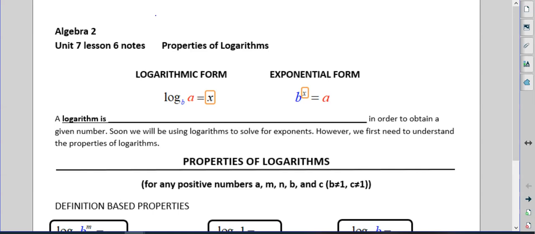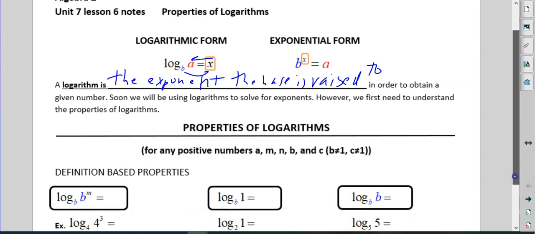We're going to be talking about properties of logarithms. So a logarithm is the exponent the base is raised to in order to obtain a given number. Soon we'll be using logarithms to solve for exponents, but first we need to learn the properties. We've already talked about this, b to the x equals a, and how to go back and forth between the two forms.